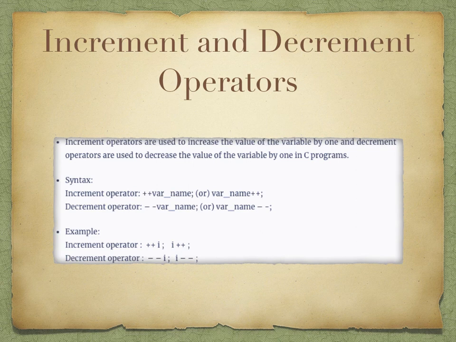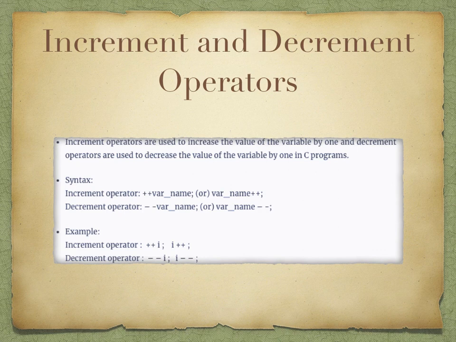The next type of operator that you have is the increment and decrement operator. If I want to increase a value that you have in a variable by 1, or decrease a value in a variable by 1, you can go for the increment or decrement operator. The increment operator is plus plus and the decrement operator is minus minus.